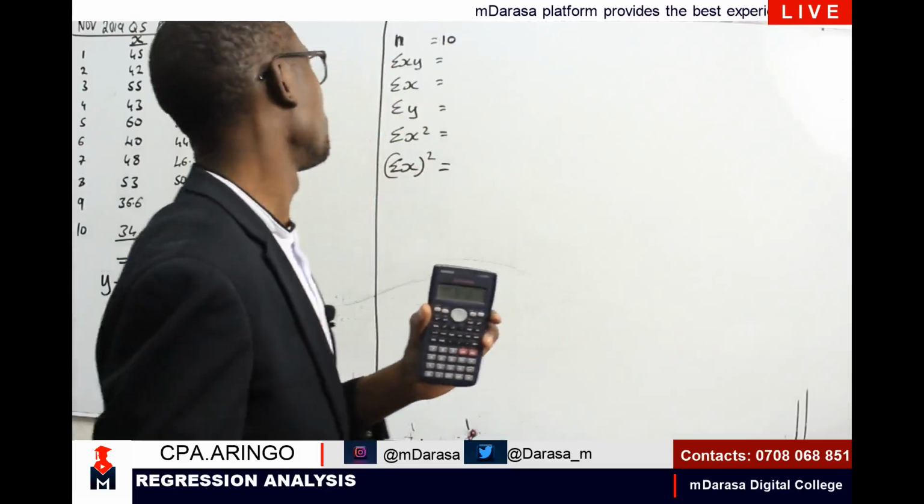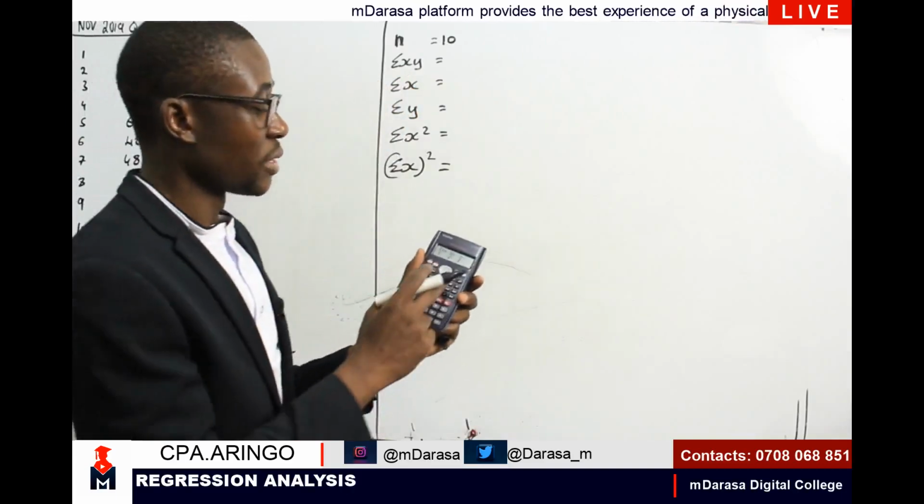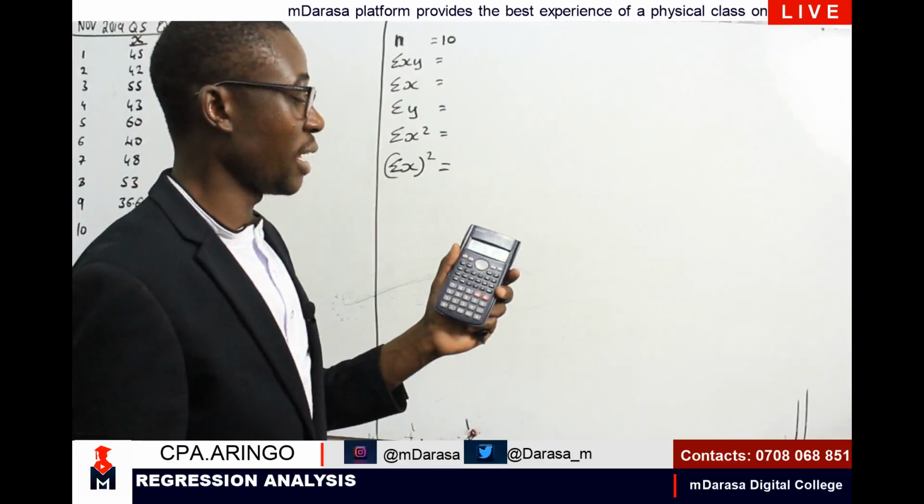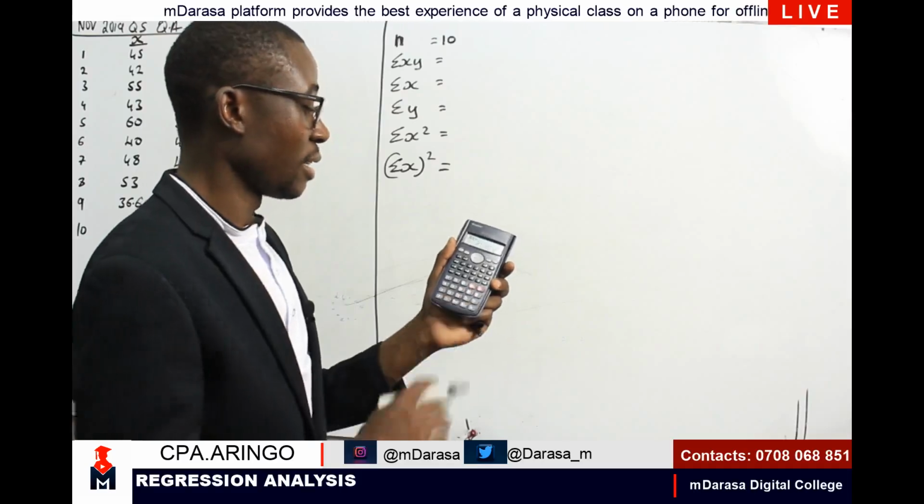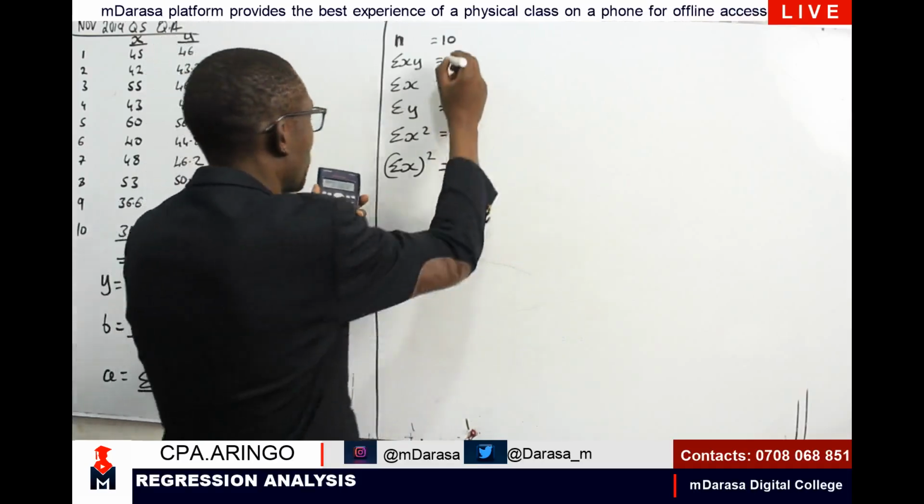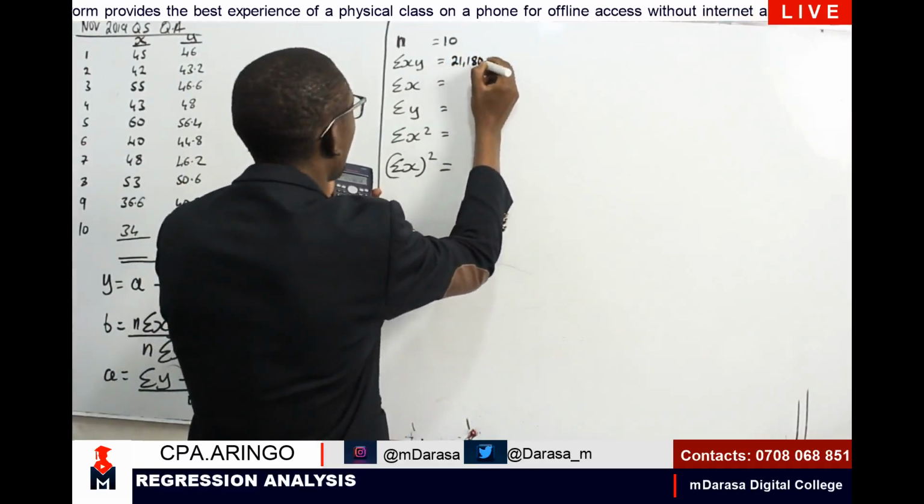I am interested, my good student, with the summation of xy. So I'm going to scroll where we have xy. Xy, I can clearly see summation, I'm having number 3. So I just click 3. That will give me a figure of 21,180.12.